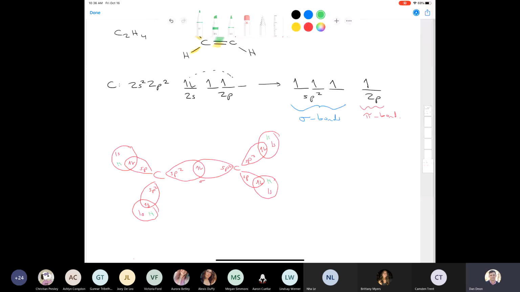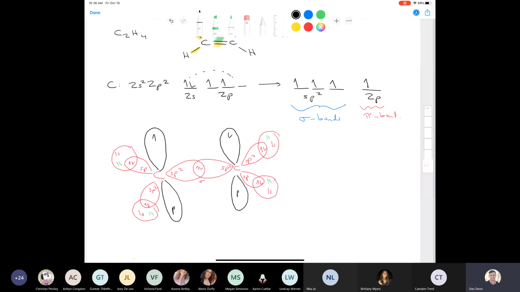So where are the unhybridized p orbitals? I have 1 here. This is a p orbital. Okay, I'll call it a p. It's got 1 electron. And this is a p orbital that has 1 electron in it. Okay, and those orbitals overlap.